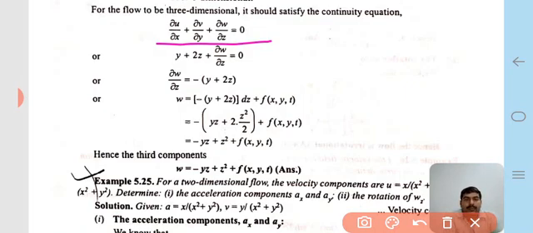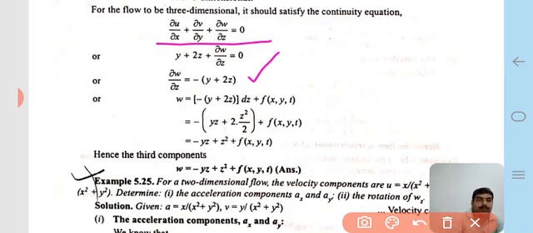Therefore, putting the values of del u upon del x and del v upon del y, y plus 2z plus del w upon del z is equal to 0. Rearranging the terms, we obtain del w upon del z is equal to minus times y plus 2z. Integrating this equation, w is equal to minus the integral of y plus 2z dz plus f function of x, y, t.